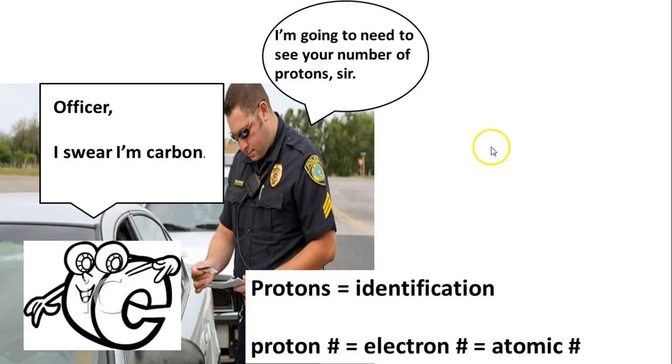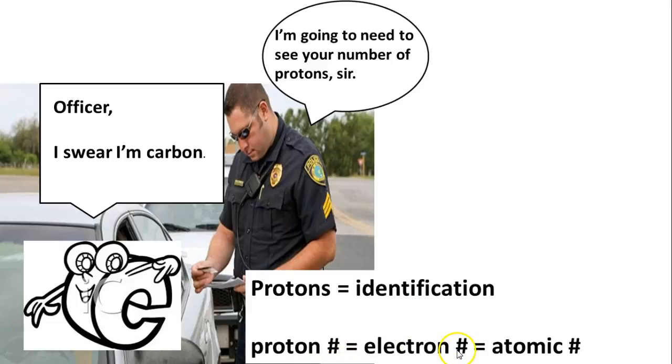Well, for one, like we said, the number of protons is your identification. It's exactly who you are. So kind of like this police officer pulling over carbon. It's going to request a license and registration, right? So carbon would show its atomic number to prove that it is carbon. And that atomic number is your number of protons. So these are the things that you want to be aware of.